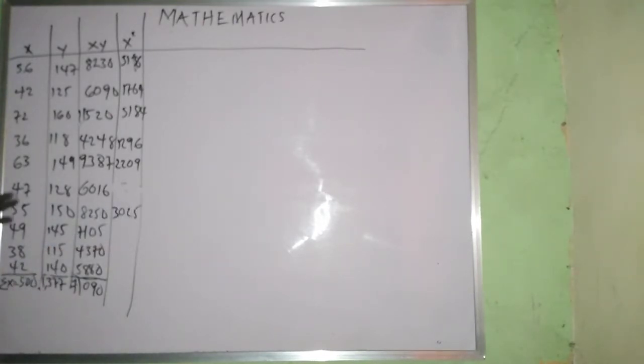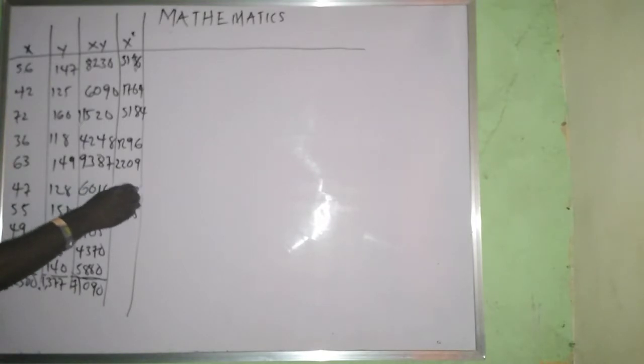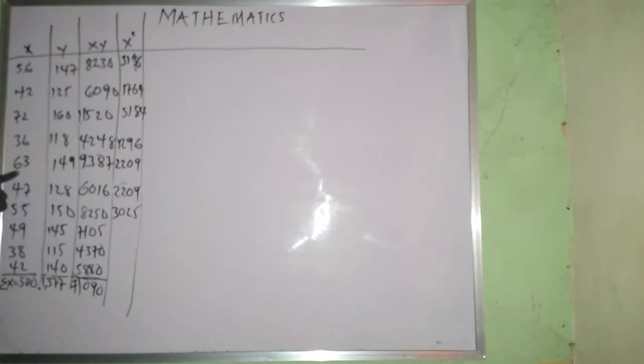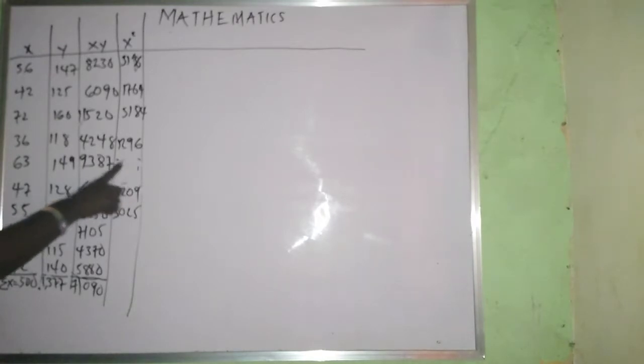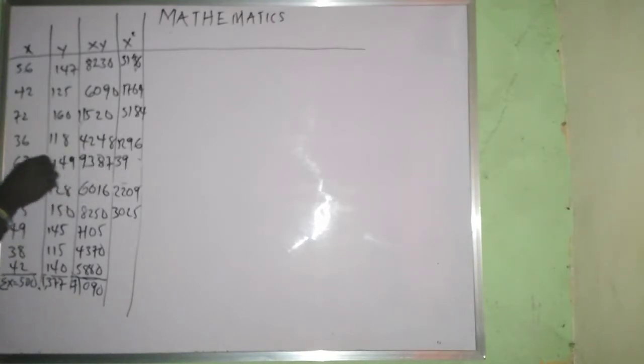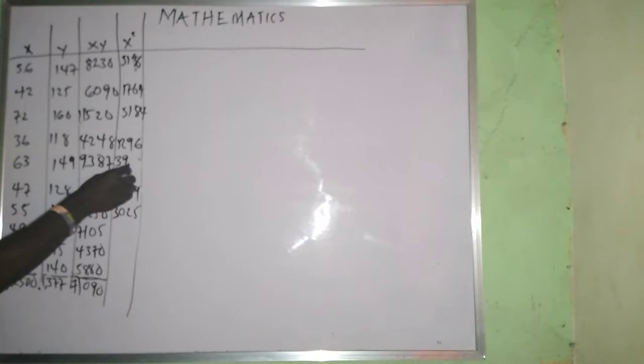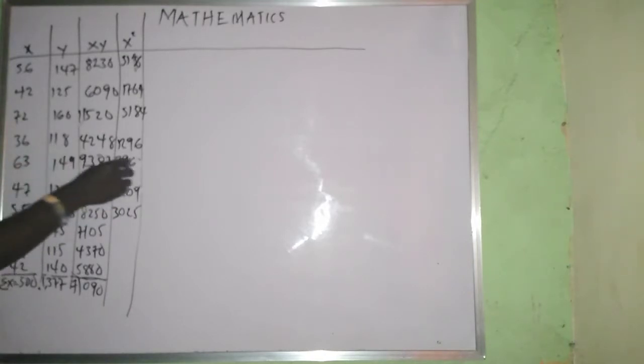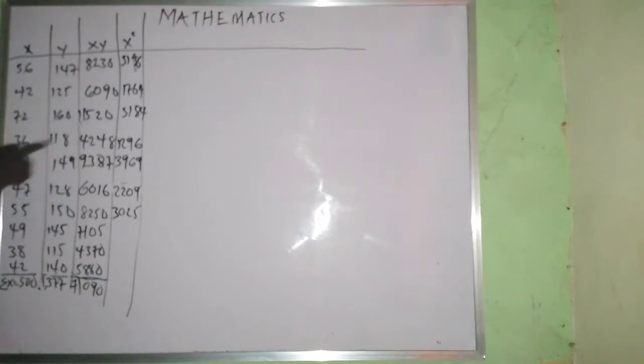30 and 25. Because what I see is 30. Now 47 square should be 2209. 63 square, it should be that'll be 39. Okay, sorry. This will be 3969. Okay. 49 square. Okay, and so on and so forth.